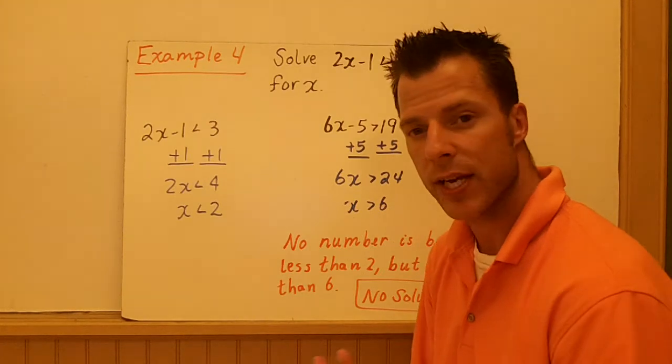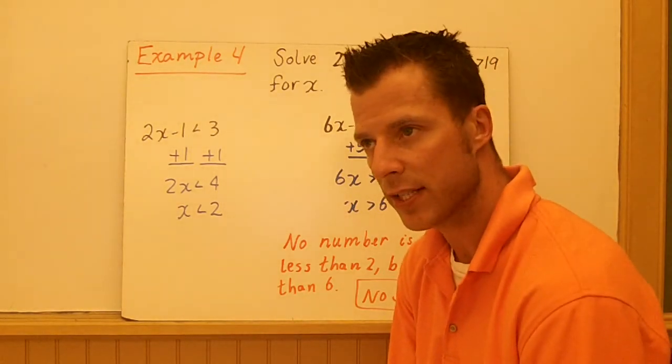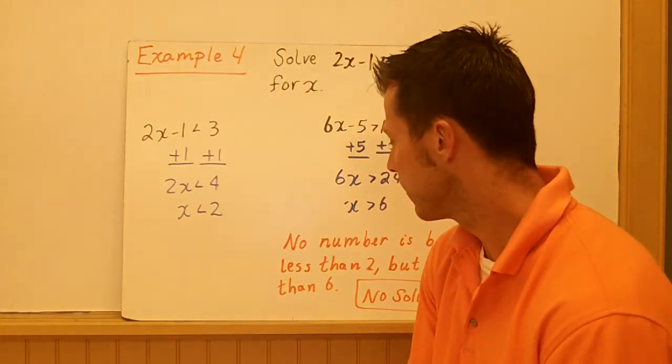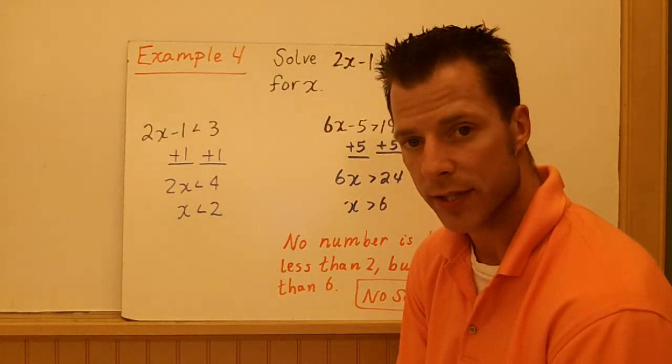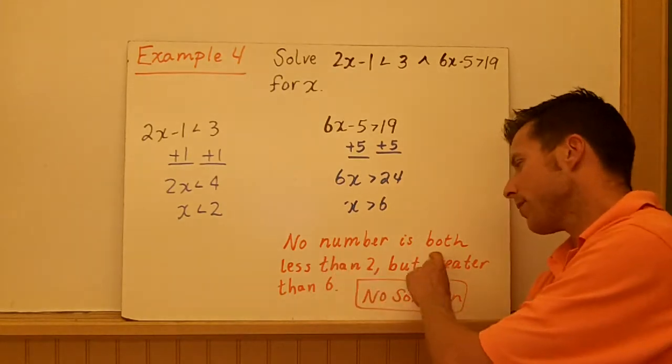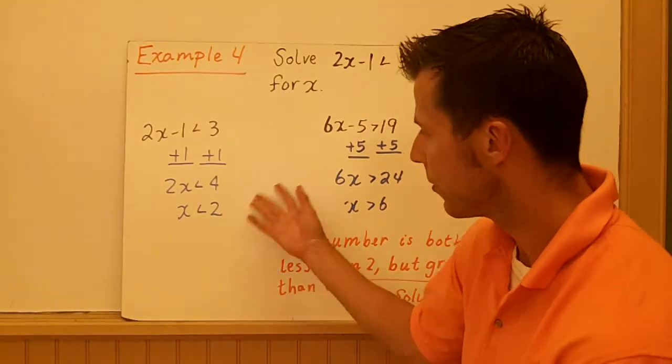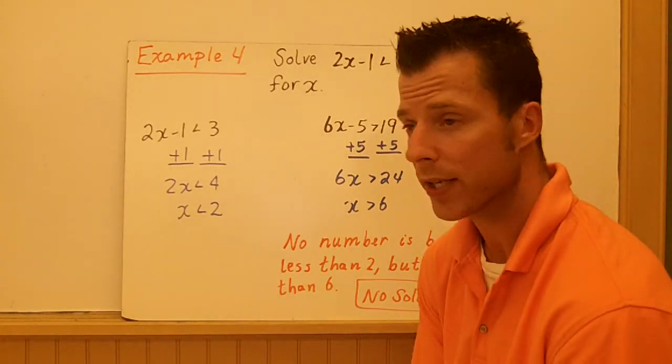But the problem is that if you think about picking an x value that's less than 2 and greater than 6, it's going to be very difficult. It's not possible. There's no number that is both less than 2 and greater than 6. So this is not possible. There is no solution to this inequality. No x value would work.